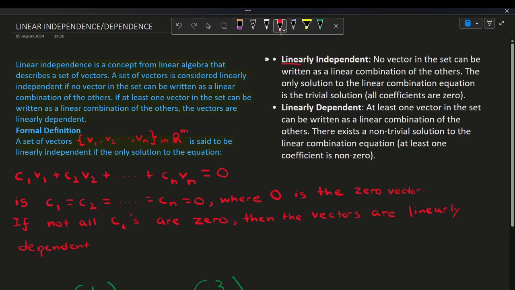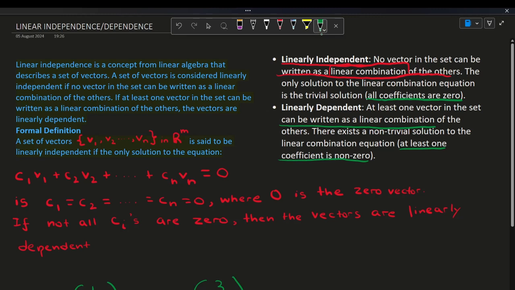So it's linearly independent when no vector in the set can be written as a linear combination of the others. If you are wondering what a linear combination is, please look back at my previous video where I explained this topic. So the only solution to the linear combination equation is the trivial solution, or all coefficients are zero. And linearly dependent is when it can be written as a linear combination of the others, and there's a non-trivial solution where at least one coefficient is non-zero.